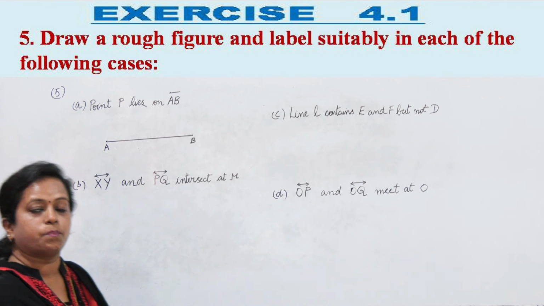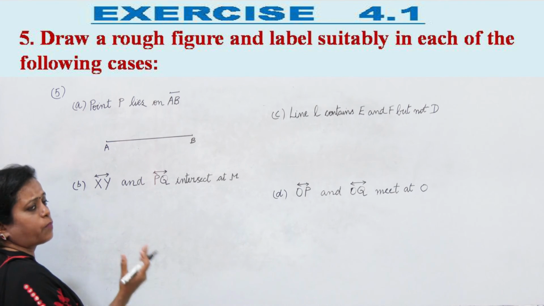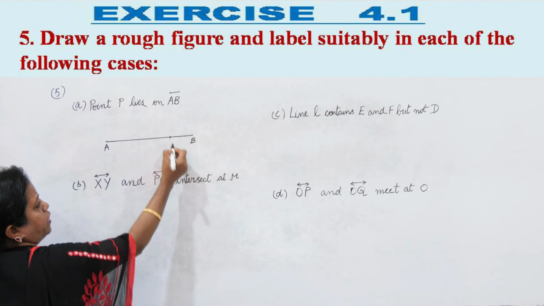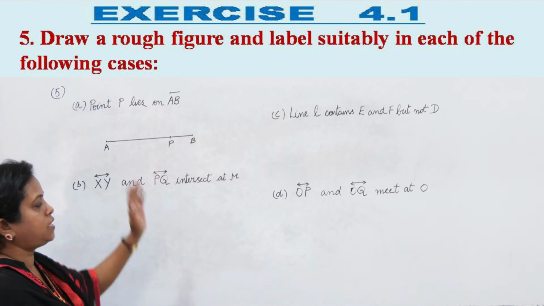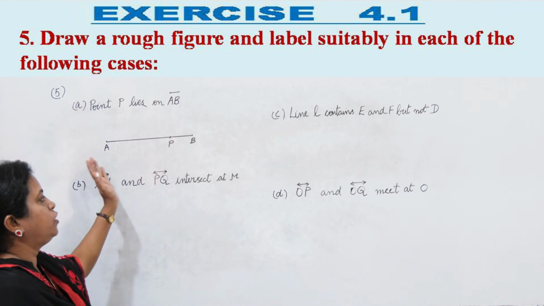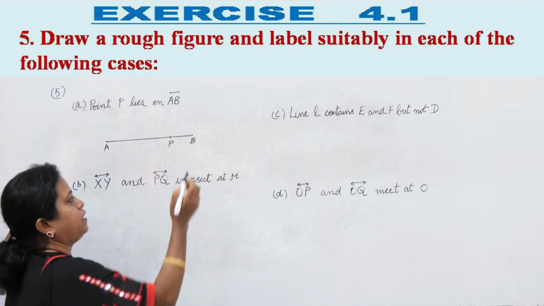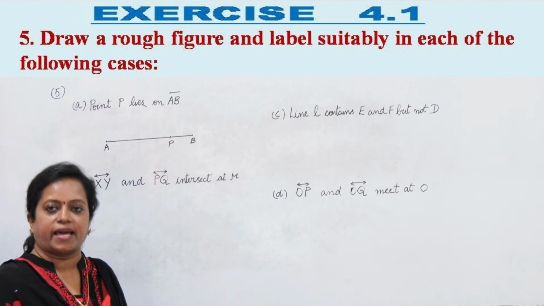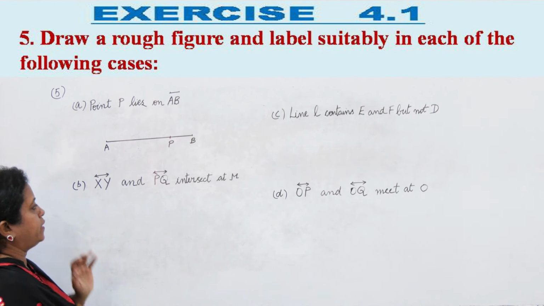And where does this point P lie? It lies on AB. You can mark this point anywhere. Anywhere you can take a point and name it as P. So when you see this figure, what do you understand? You understand that AB is a line segment and there is a point P which lies on the line segment AB. Clear?